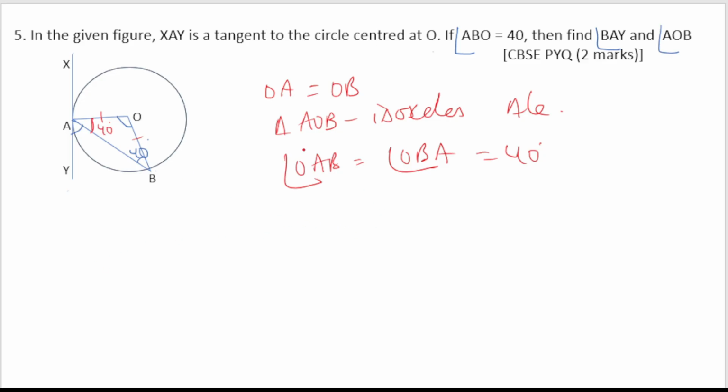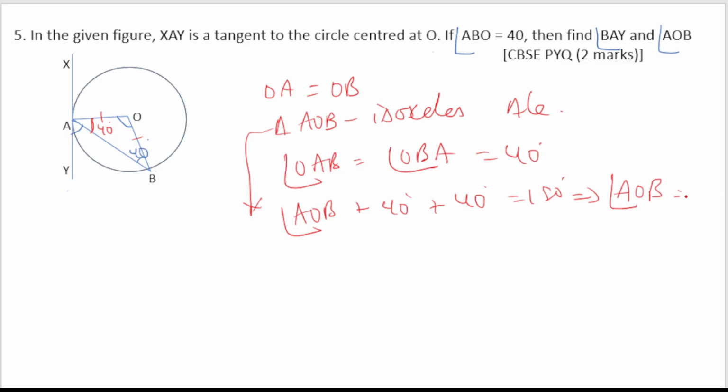Okay. Now in triangle AOB, we will apply the angle sum property. It is angle AOB plus angle OAB plus angle OBA, it is 40 degrees plus 40 degrees, is equal to 180 degrees. We'll get angle AOB is equal to 180 degrees minus 80 degrees. It is 100 degrees. Okay.